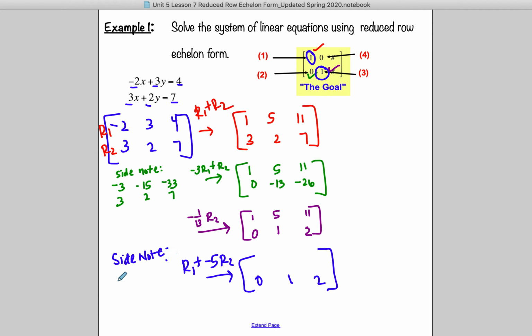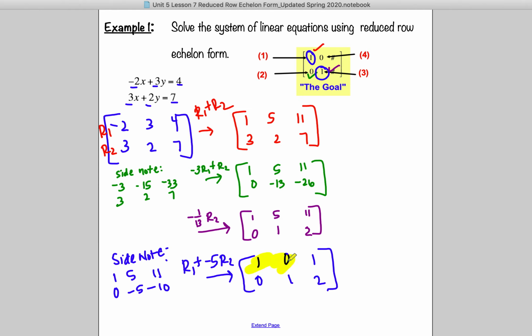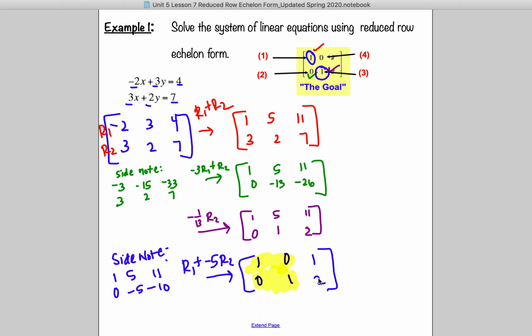So row 1 staying the same, I'm going to write row 1: 1, 5, 11. And now I'm going to take row 2 times negative 5. So 0 times negative 5 is 0, negative 5, negative 10. And now I just have to add these together. So I get 1, 0, 1. Now have I reached my goal? My goal was to have 1, 0, 0, 1, my identity matrix. Yes, I have. And since I have reached my goal, I now know that I have my solutions here.